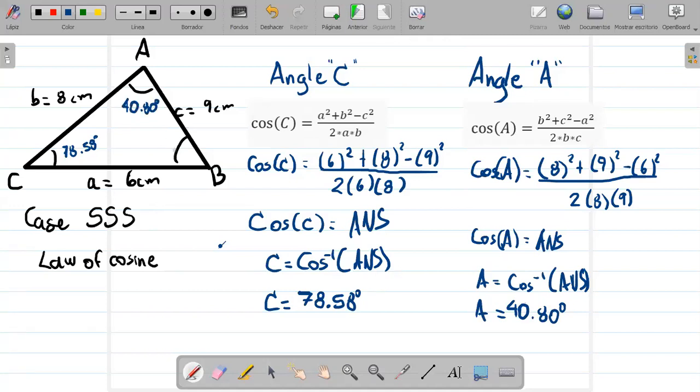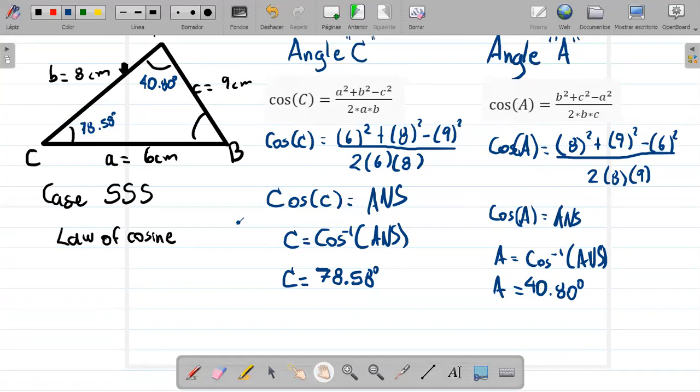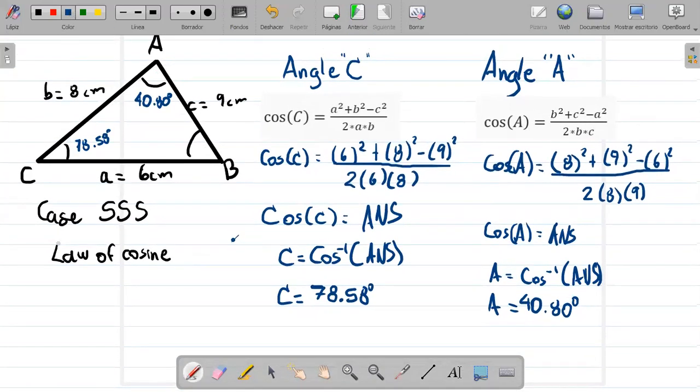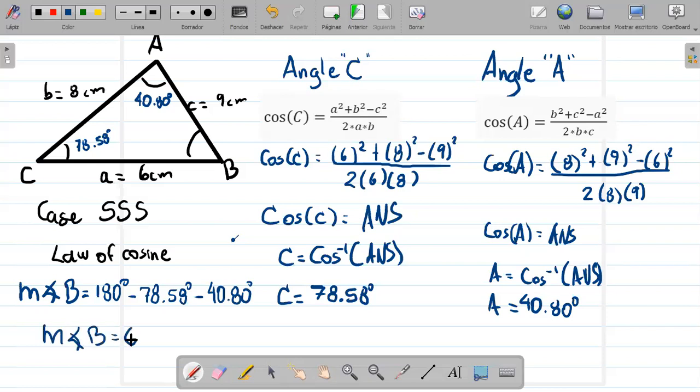40.80 degrees. We are missing the measurement of angle B. So in order to conclude the measurement of angle B, all we're going to do is complete those 180 degrees, applying the property you already know. So the measurement of angle B, and with this we conclude, is 180 minus 78.58 degrees minus 40.80 degrees, which gives you exactly 60.62 degrees.